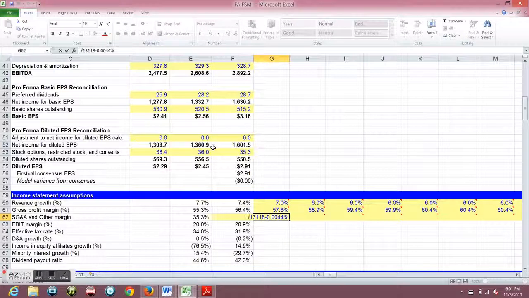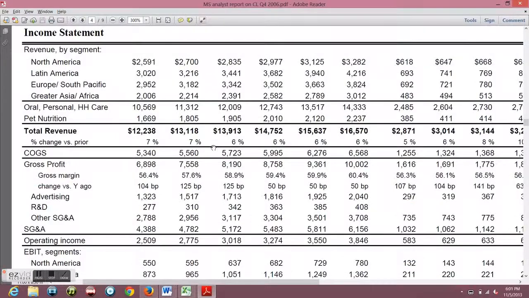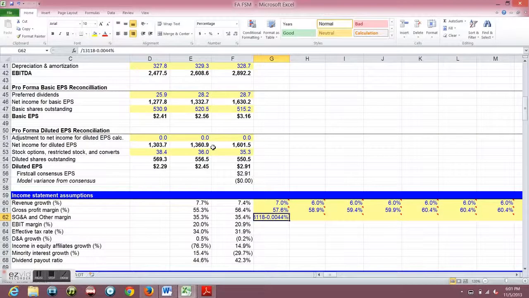Oh, I didn't even put it up here, so it's going to be SG&A 4782. So divide that by 13,118, minus 0.0044, equals 36.4. So we have one down. So next one to go.